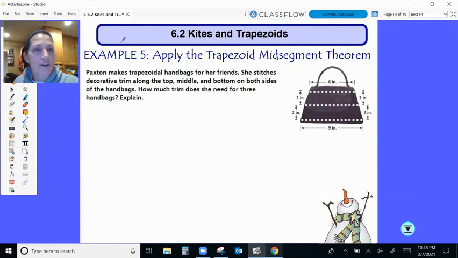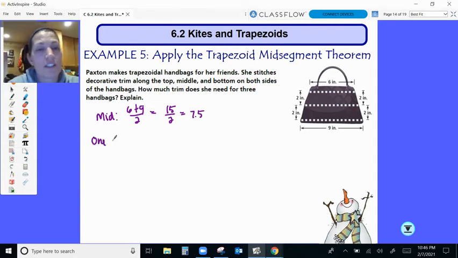Okay, so right here, Paxton makes trapezoidal handbags for her friends. She stitches decorative trim along both the bottom and the top, and then on both sides. Let's see how it says, sorry, decorative trim on the top, middle, and bottom of both sides of the handbags. How much trim does she need for 3 handbags? So first of all, we need to find the length of this mid-segment, right? So the mid-segment is going to be 6 plus 9 divided by 2, which is going to be 15 divided by 2, which is going to be 7.5.